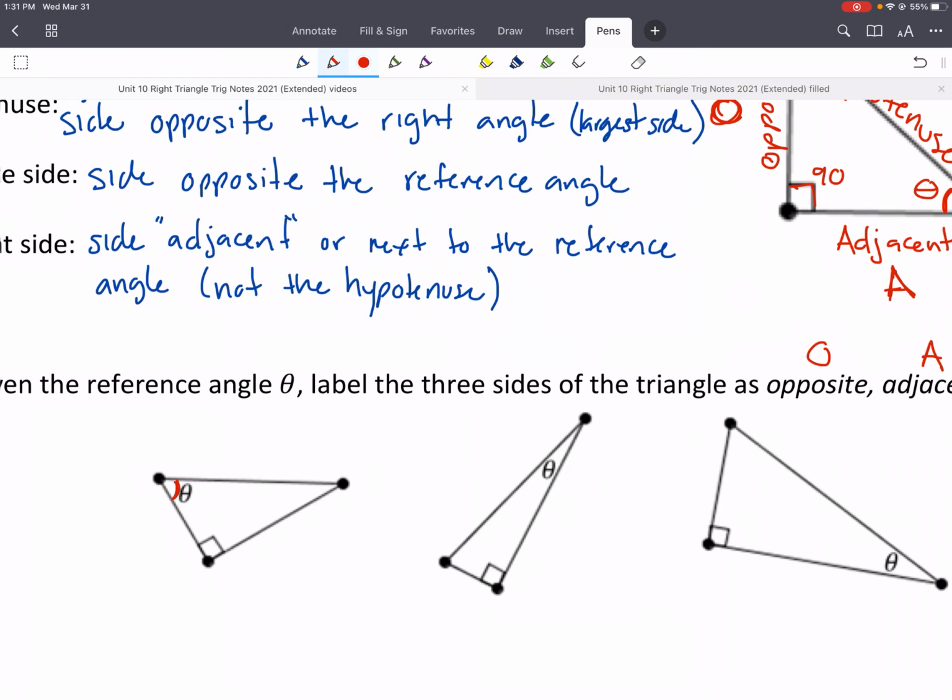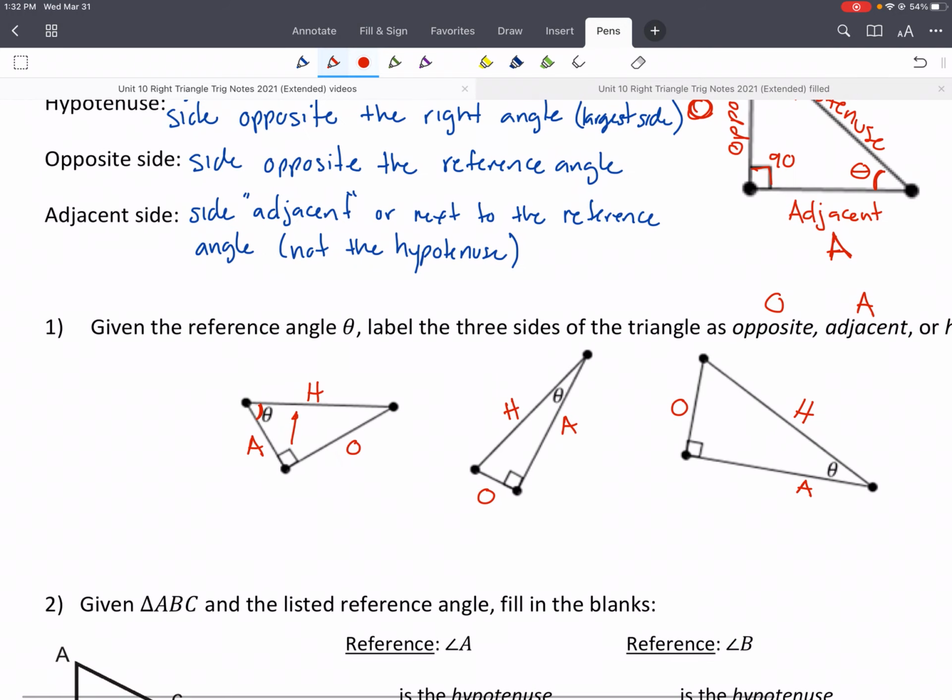So here is our reference angle. Opposite of that angle is there. Our hypotenuse is always opposite of our 90-degree angle, our right angle. So this would be our hypotenuse, and then this would be our adjacent. Sometimes I like to do the hypotenuse first, so that there's no confusion on which side is the adjacent side. So hypotenuse is always opposite of those 90 degrees. We have our adjacent, which is adjacent to that reference angle. And then we have our opposite, opposite of those angles. Okay? So be good with that.